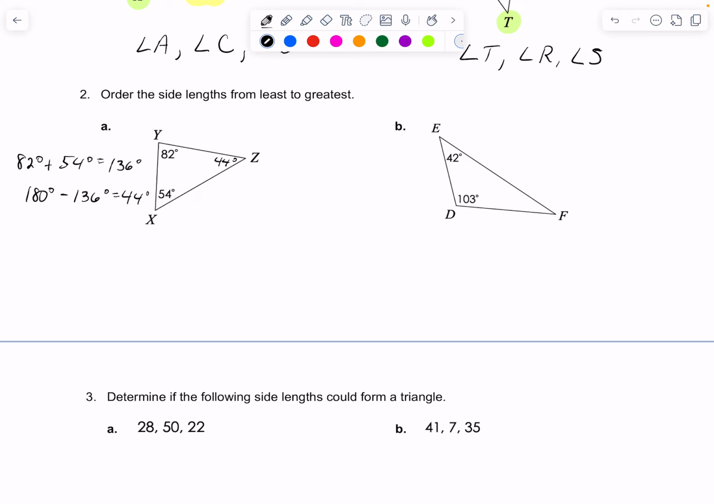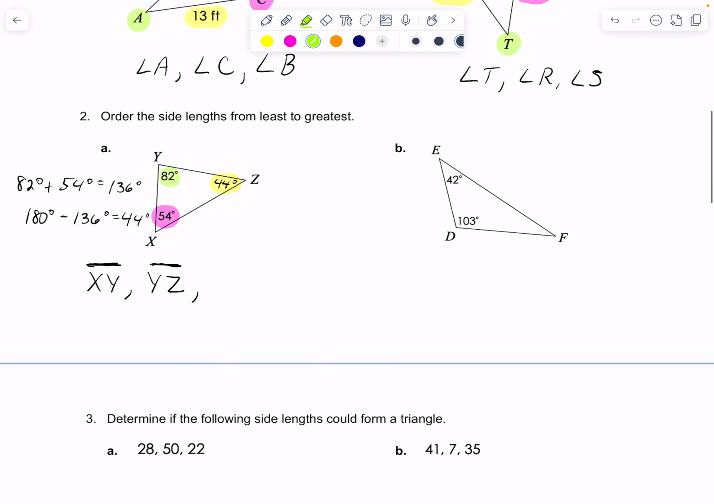Okay, now we're able to order the side lengths from least to greatest. The smallest side length is going to be opposite the smallest angle of 44 degrees. So the side length that's opposite that is segment XY. Then the next largest one is 54 degrees. The segment across from that is YZ. And so finally, the largest angle is going to be 82 degrees. So the largest side is going to be across from that, which is XZ. Okay, and that's the process here.